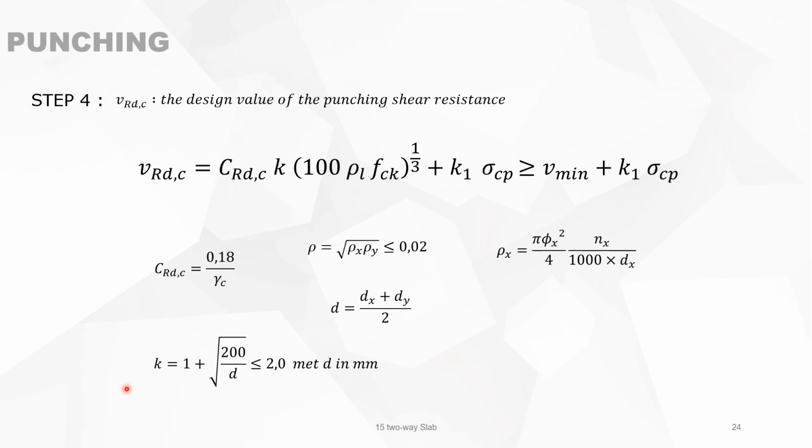Factor k is a dimensional factor. It's given by this formula. It must always be smaller than 2. And k1 is 10%. And the minimum value for the shear force is given by this formula.